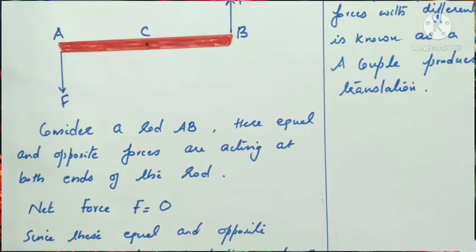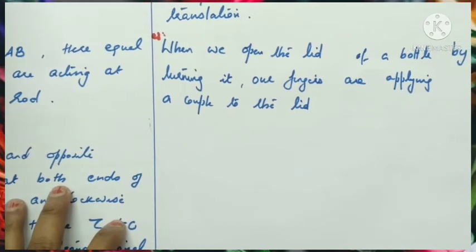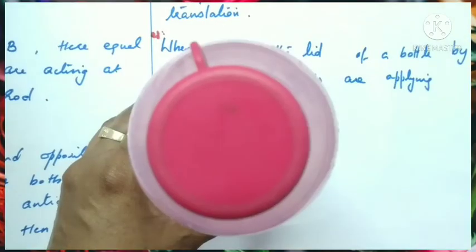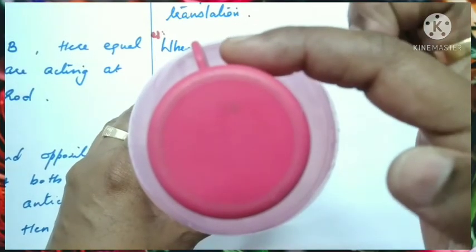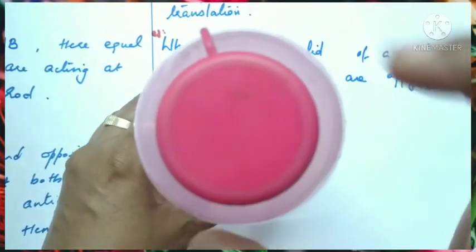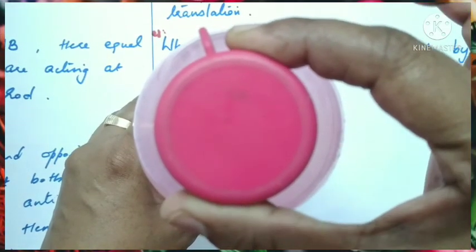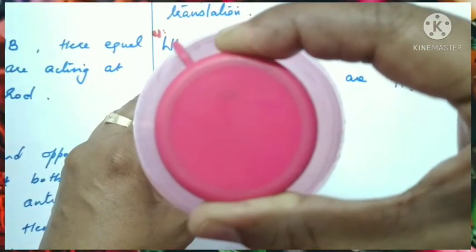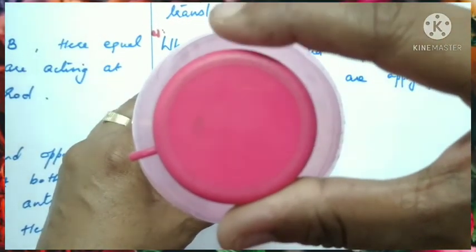So in this case these two forces represent a couple and they produce rotational motion, but there is no translatory motion. An example for a couple is when we open the lid of a bottle: by turning it, our fingers apply a couple to the lid. For example, this is a bottle. In order to open the lid of the bottle, we have to apply a force in this direction, and here the force is acting in the opposite direction. So to open the lid, one force is acting in this direction, another force is acting in the opposite direction, like this.